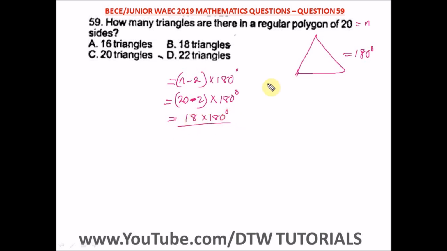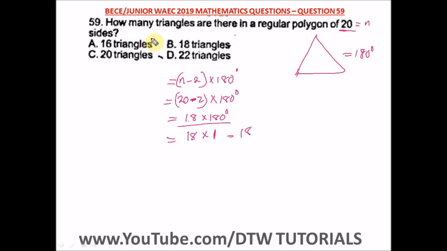We have 18 triangles in a regular polygon of 20. As I said earlier, 180 degrees represents a triangle. So we have 18 triangles. So this 18 times 180 degrees means we have 18 triangles, where this 180 degrees represents one triangle. So we have 18 times 1, which is 18. This is the way you find how many triangles are in a regular polygon.